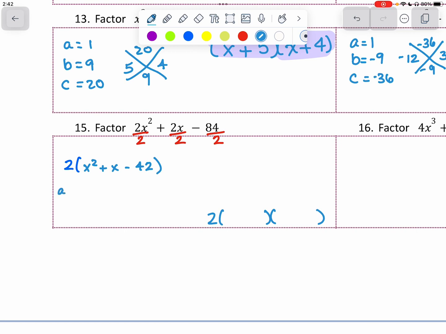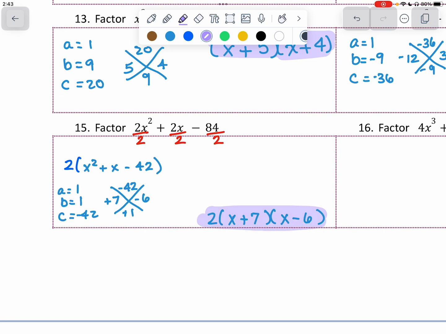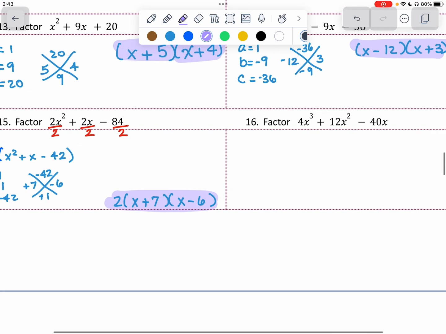And then my a is 1, b is 1, c is negative 42. So I'm looking for two numbers that multiply to give me negative 42 that add to give me positive 1. And that's going to be positive 7 and negative 6. So I'm going to go straight to my factored form. 2 times (x + 7)(x - 6).